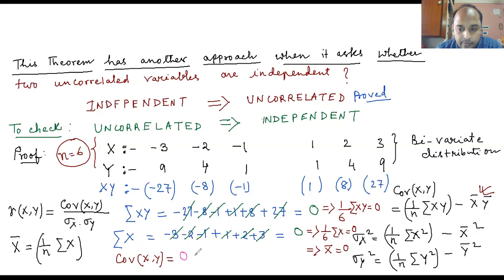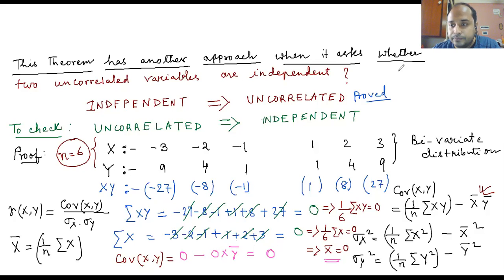0 minus x bar is 0. Here x bar is 0 and y bar, we don't have to calculate it because the result is 0. So we have got the covariance of xy as 0. We have got the correlation coefficient as 0.